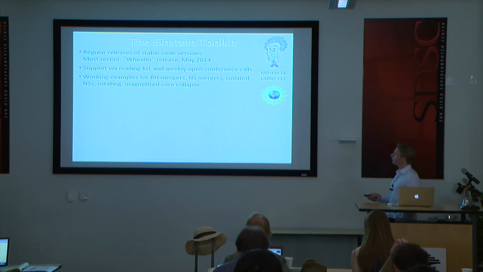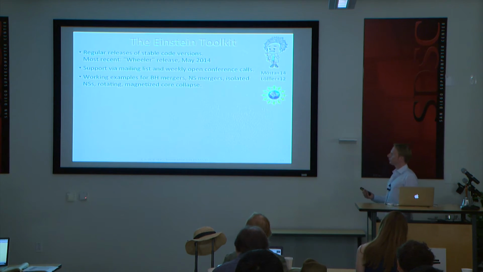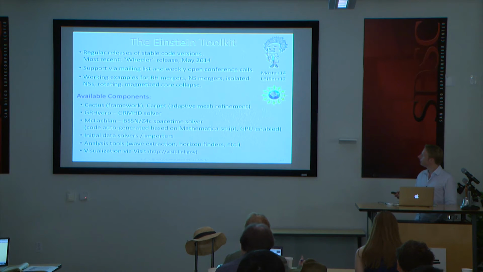There are regular releases of the toolkit. The most recent one is the Wheeler release from May 2014. You can get support on the Einstein Toolkit via a mailing list, and we have weekly open conference calls that you can just join. We have working examples for black hole mergers, neutron star mergers, oscillating isolated neutron stars, and magnetized core collapse to a neutron star.